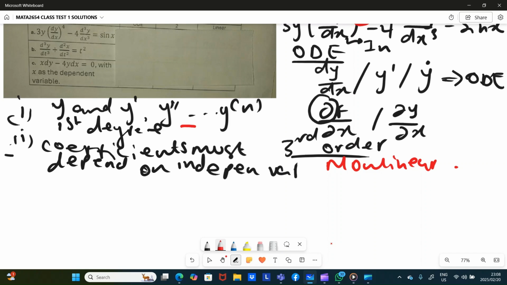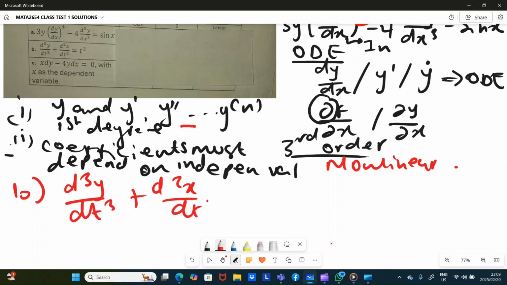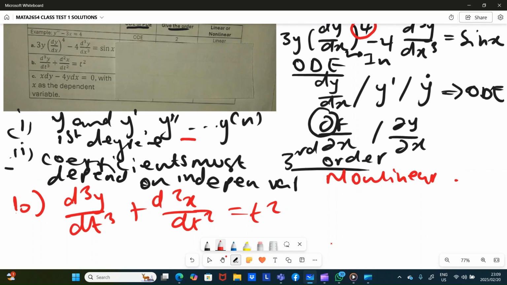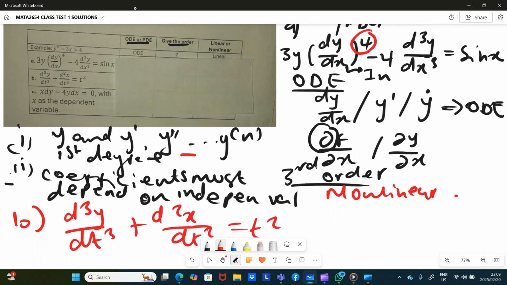Let's look at B. On B, we are given the third derivative of y with respect to t plus the second derivative of x with respect to t equals t squared. Is it an ordinary or a partial differential equation? Because of these notations that I stated earlier, they will always give us an ordinary differential equation. So this one is still an ordinary differential equation.